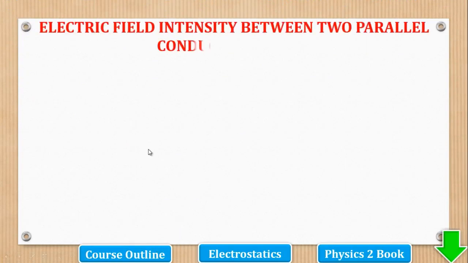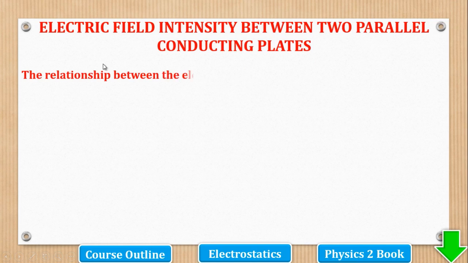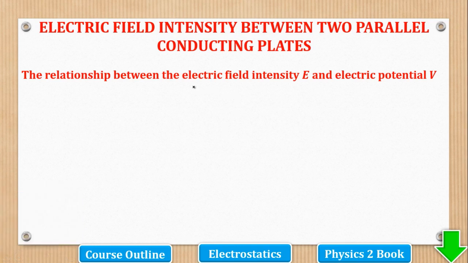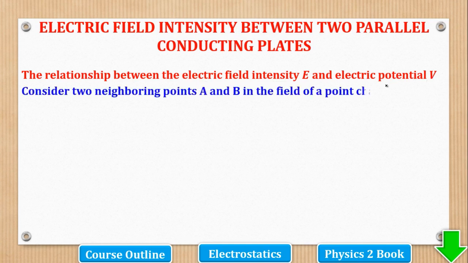So now we shall start our topic, electric field intensity between two parallel conducting plates. We are going to derive a formula. Therefore, we shall start with the relationship between electric field intensity and electric potential. Both these terms are not weird to you. I believe you have covered electric field intensity E and also electric potential V. So we are going to first get the relationship between these two terms.